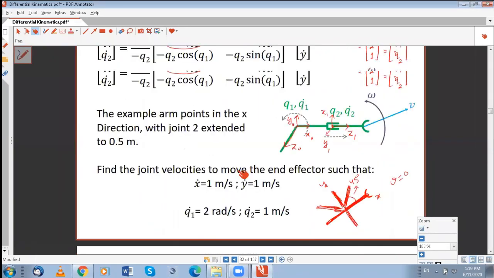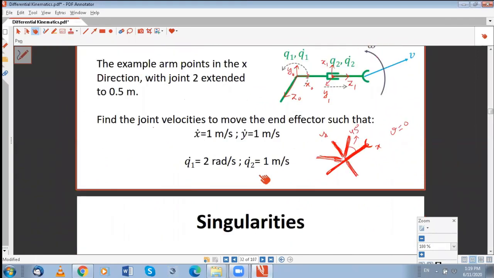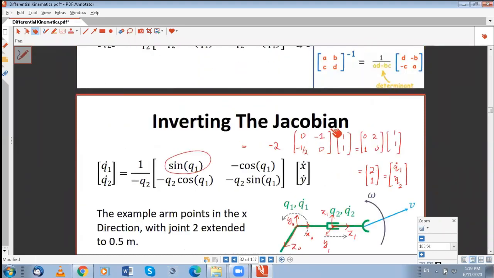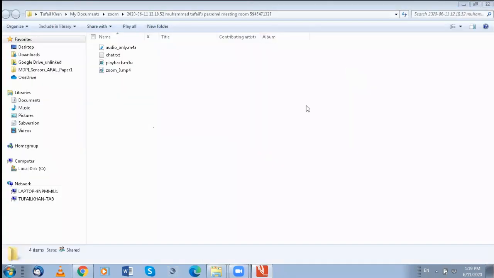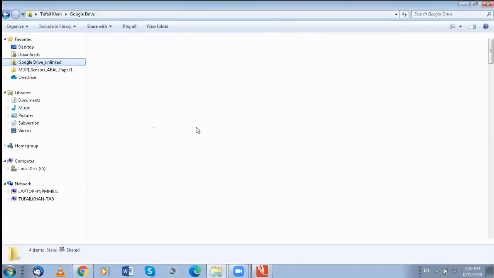ओके सर. हाँ जी, लेकिन याद रखें Q1 0 है, Q1 डॉट 0 नहीं है, क्योंकि हम एक लीनियर और एंगुलर वेलोसिटी के साथ मूव कर रहे हैं. अब आप कह रहे हैं कि जब हम मूव करेंगे तो Q1 तो फिर चेंज होगा, तो हाँ चेंज होगा, और जैसे ही चेंज होगा, जैकोबियन के एलिमेंट्स की वैल्यू भी चेंज होगी.